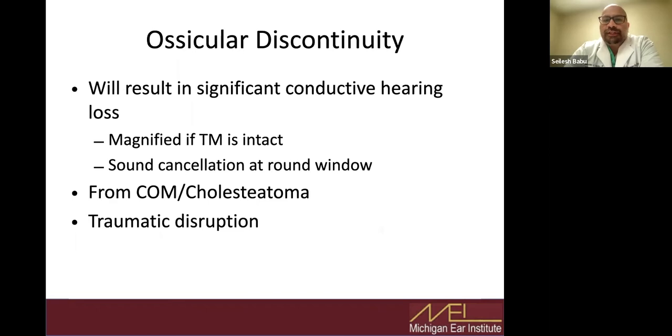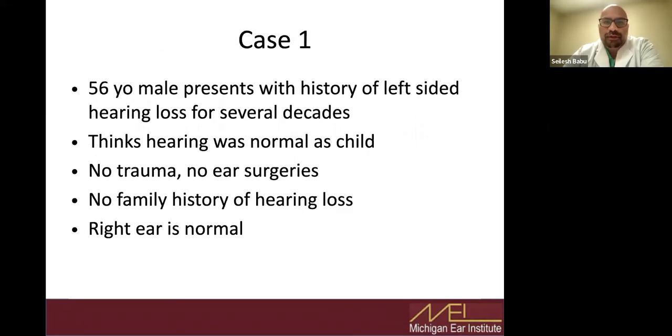And then ossicular discontinuity, which is probably a very common thing that we'll see, results in conductive hearing loss, and this is magnified if the tympanic membrane is intact. This may be due to the sound cancellation that occurs as vibratory sounds are hitting the round window and the footplate at the same time, so you get some cancellation effect, which then results in a larger conductive component. Typically, I see this related to chronic otitis media and cholesteatoma. You can see it in the face of trauma.